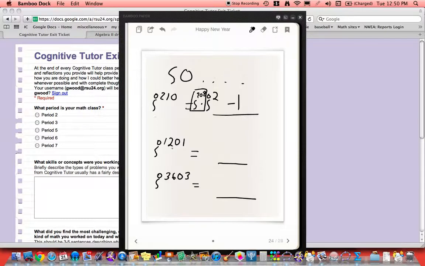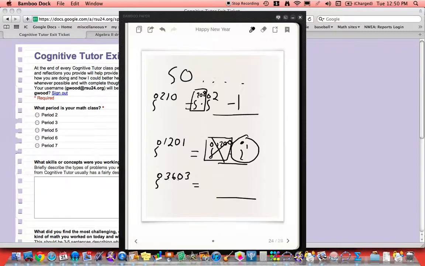i to the 1,201, okay, do you know that 4 times 300 is 1,200? Well, 1,201 is 1 more than that. So this is the same as i to the 1,200 times i to the 1. And since i to the 1,200 is equal to 1, i to the 1,201 is equal to i.